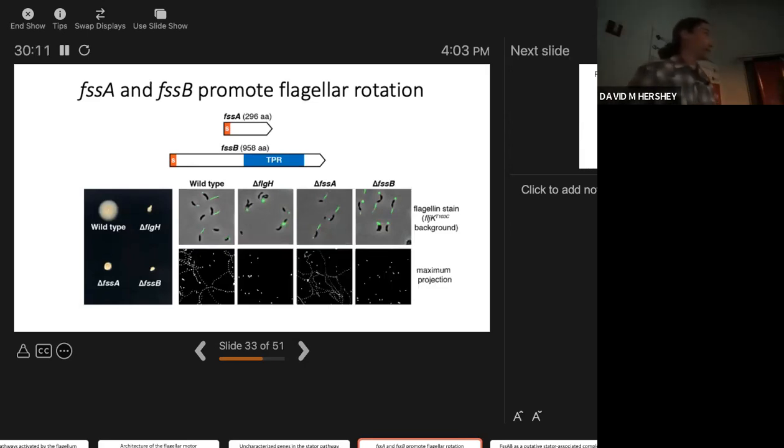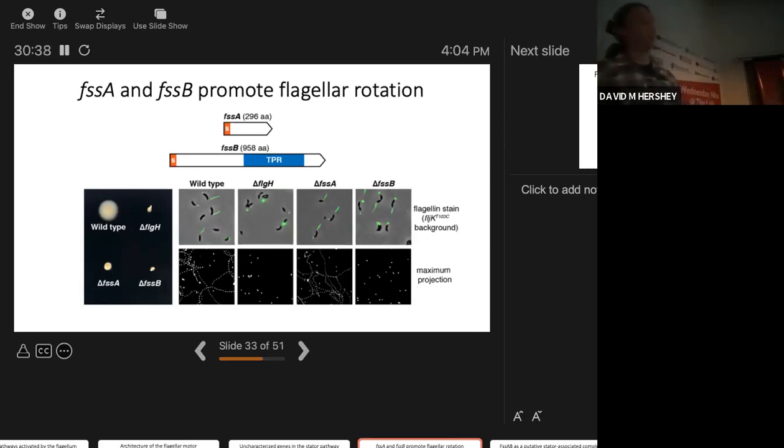The next thing that we did is we looked specifically at swimming in liquid. We just took these cells and put them under a microscope. What I'm showing you are maximum projections. We're taking a video of these cells swimming in liquid and overlaying all of the frames of the video on top of each other. It's a really crude way to track the motion of cells. But what you can see here is that this FSSB mutant is non-motile. It's actually interesting, this FSSA mutant is still able to swim in liquid.